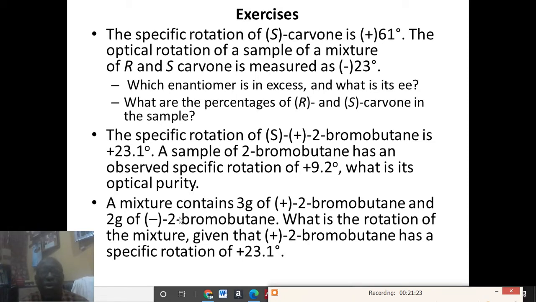3. A mixture contains 3 grams of plus 2-bromobutane and 2 grams of minus 2-bromobutane. What is the rotation of the mixture, given that plus 2-bromobutane has a specific rotation of plus 23.1 degrees? So you can answer this question and submit later on.